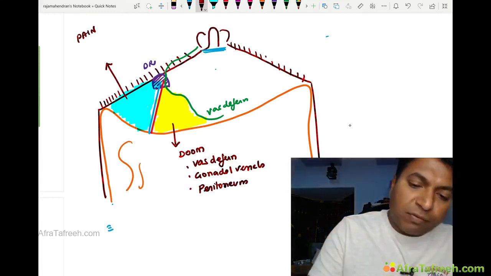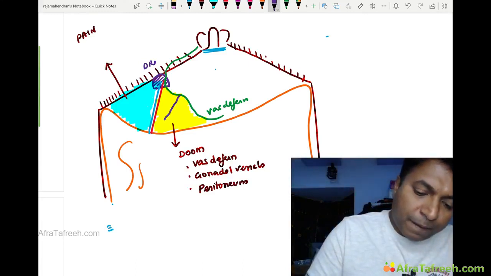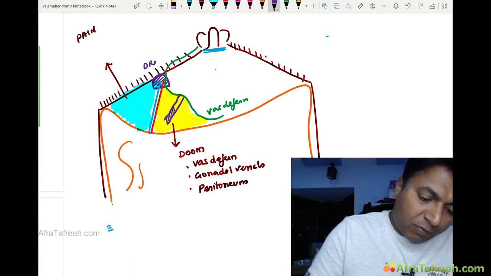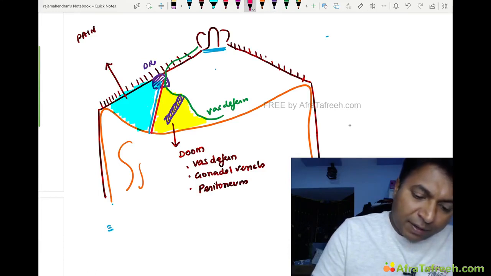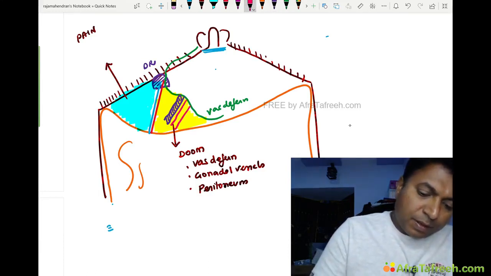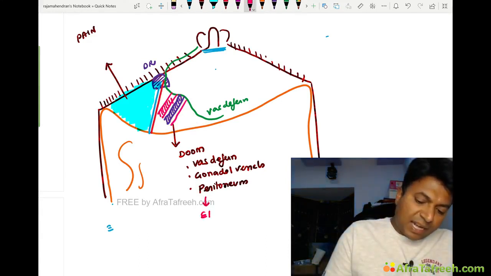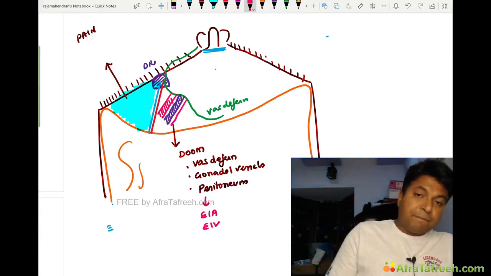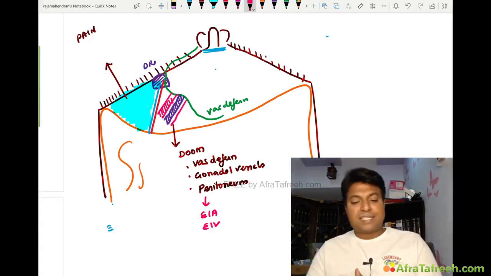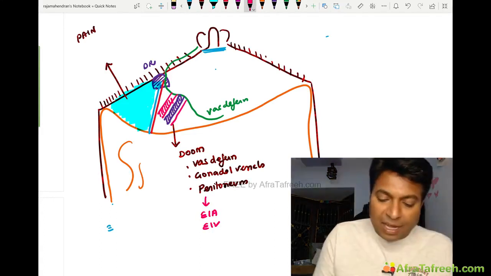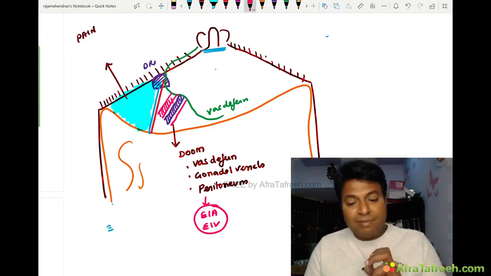What is the content of the triangle of doom? This is the content of the triangle of doom. It is the external iliac vein and external iliac artery that will be inside the triangle. So the contents are the external iliac artery and external iliac vein. The patient will be doomed if you injure some structure inside. That is why it is known as the triangle of doom. External iliac artery and external iliac vein will be there.